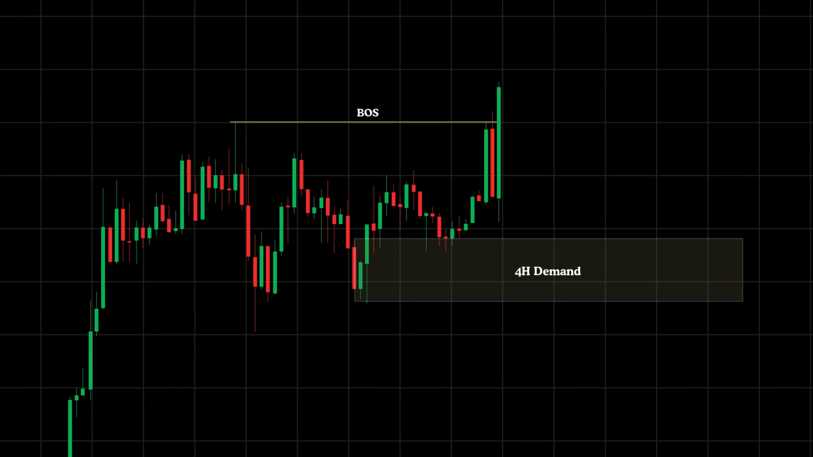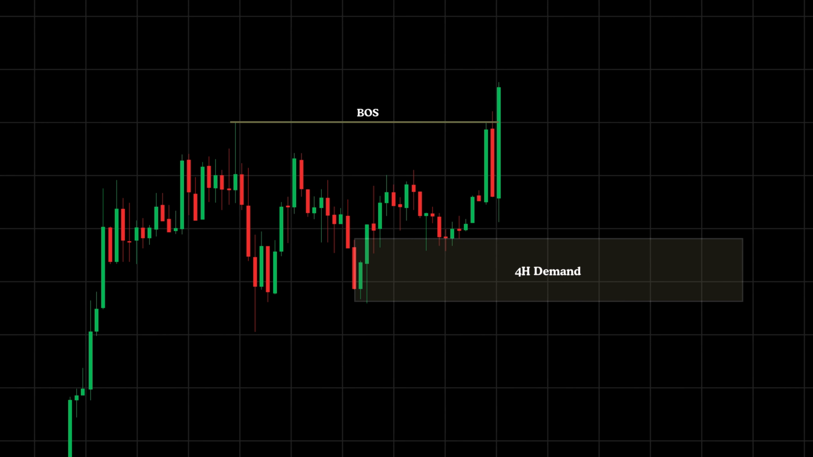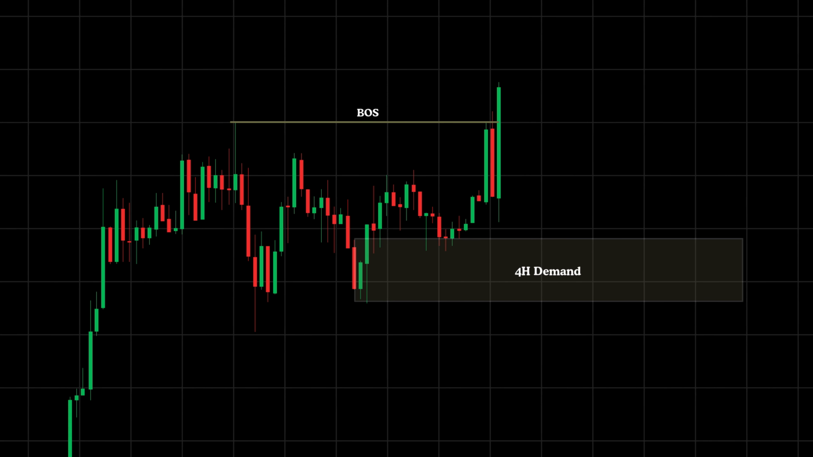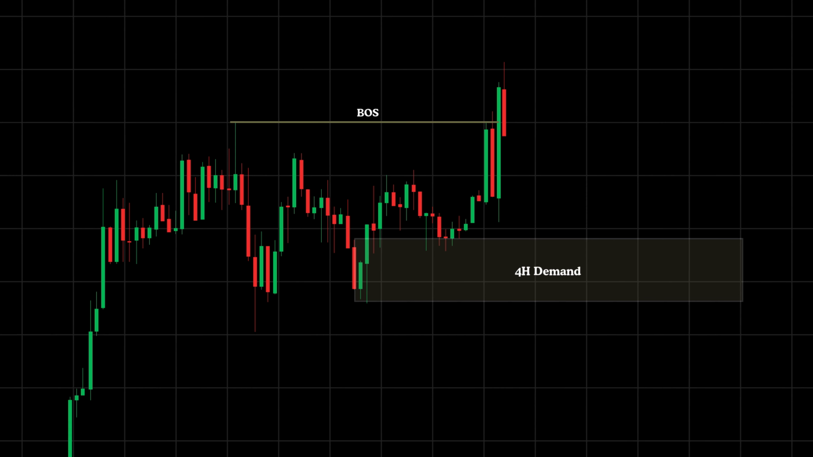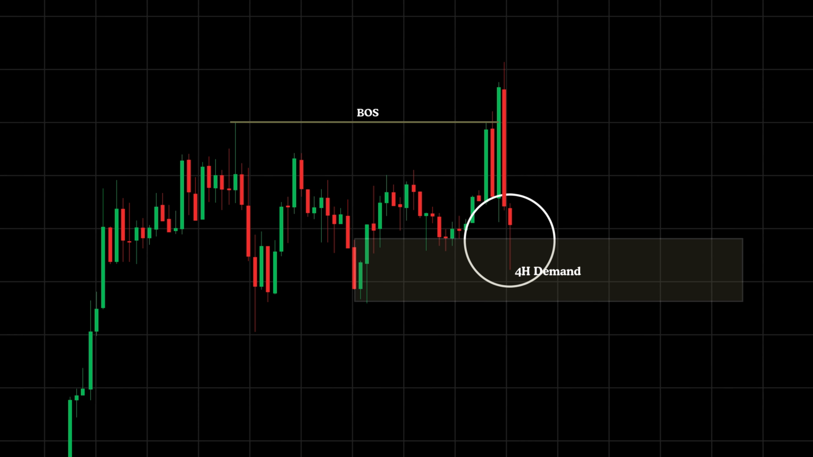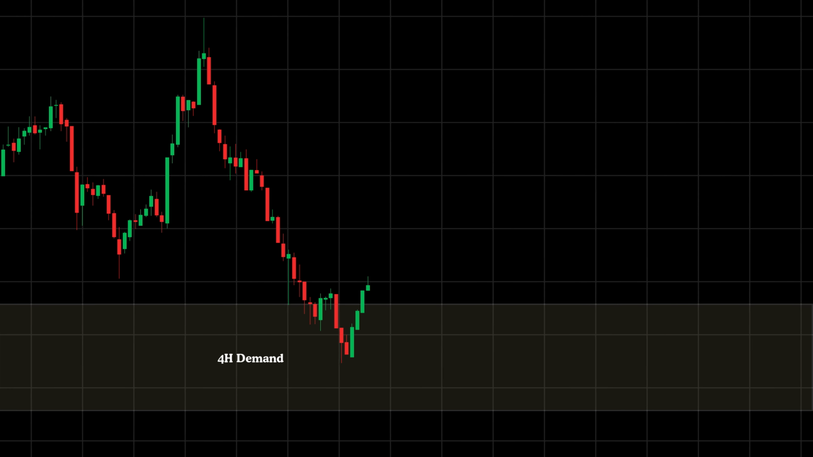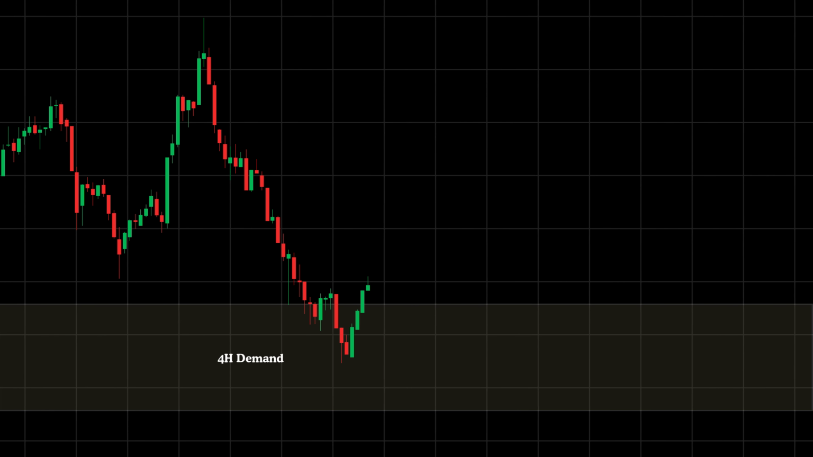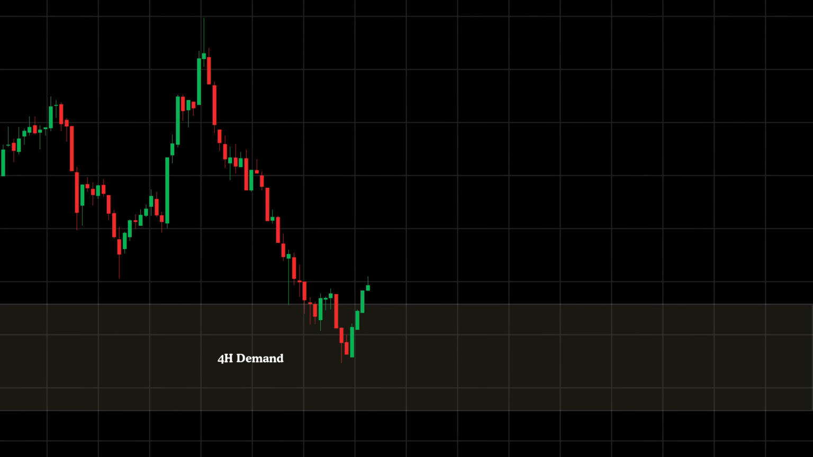This leaves us with a fresh unmitigated demand zone, and this is exactly the area we want to monitor closely. It's the ideal zone to plan long positions if price retraces into it. Now, let's roll the chart forward and see the outcome. As you can see, price taps into the demand zone and instantly shows rejection. At this point, I zoom into the lower time frame, in this case, the 15-minute chart, to carefully monitor price action inside the 4-hour demand zone and refine a precise entry point for a long position.